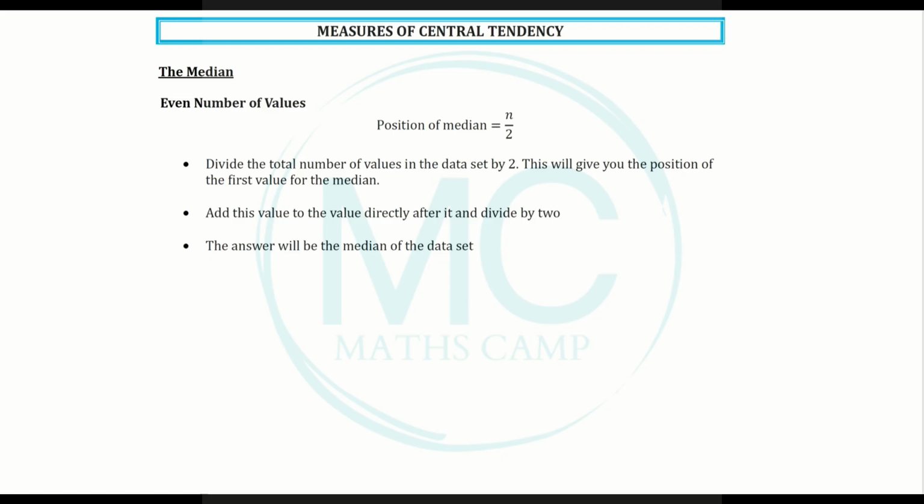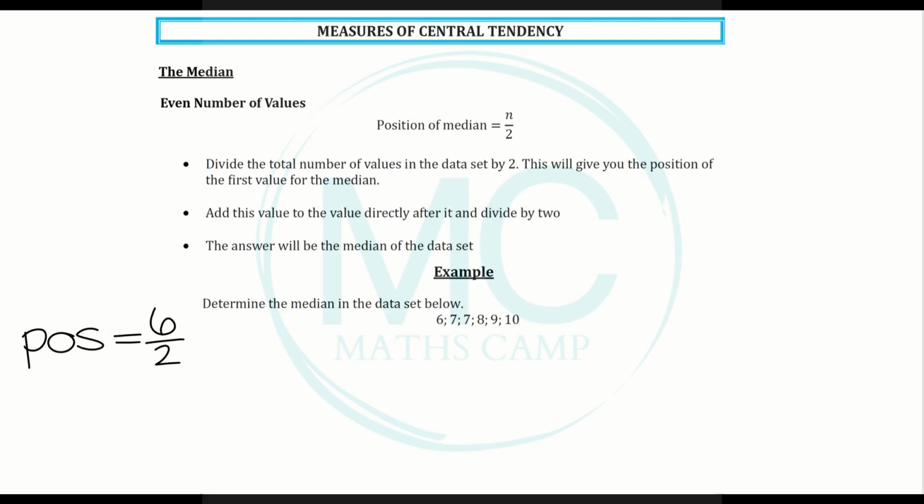Let's look at another basic example. Determine the median in the data set below, and here we have 6 values. So I can say the position is equal to 6 over 2, which is equal to 3. Now I count up to the third term, 1, 2, 3, which is 7, and I need to consider the value directly after it. So 7 and 8. To find the median, I say 7 plus 8 over 2. 7 plus 8 gives me 15, divided by 2, and I get a median of 7.5.